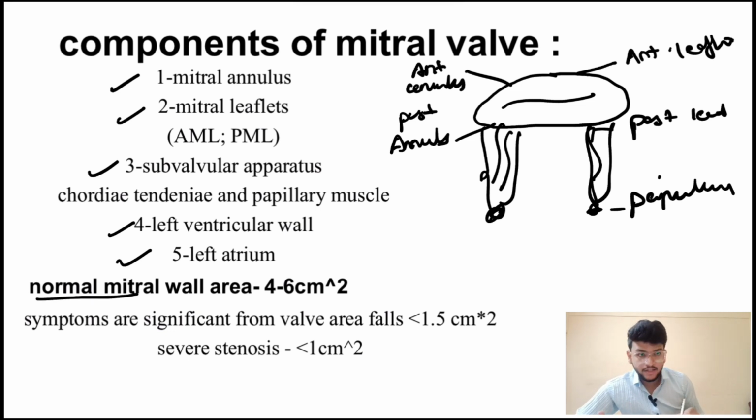Normal mitral valve area is from 4 to 6 cm square, where the symptoms become significant when the valve area falls below 1.5 cm square, and severe stenosis occurs where the valve area falls below 1 cm square.